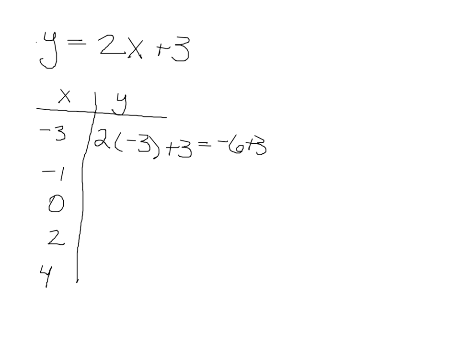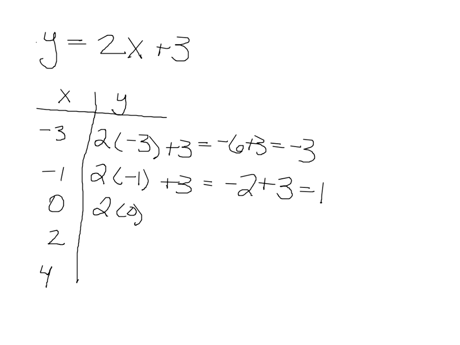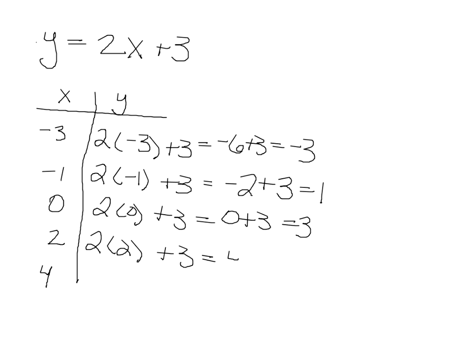So that's going to be minus 6 plus 3 is minus 3. So don't forget we have to use the order of operations as we do this. So 2 times minus 1 is minus 2, plus 3 is 1. 2 times 0 is 0, plus 3 is 3. 2 times 2 plus 3, that's going to be 4 plus 3 equals 7.